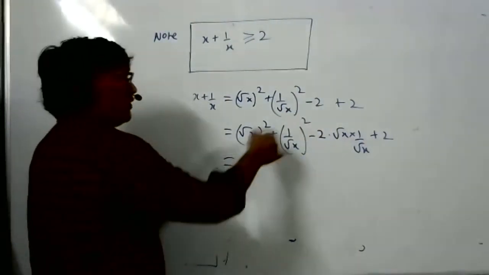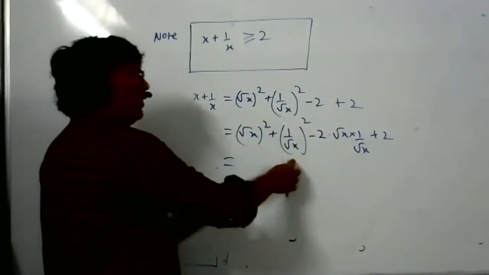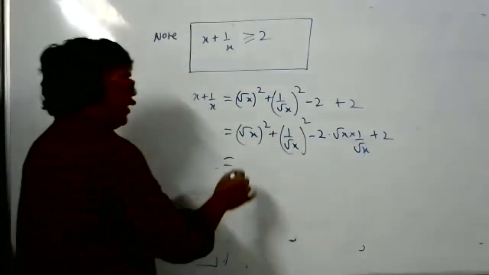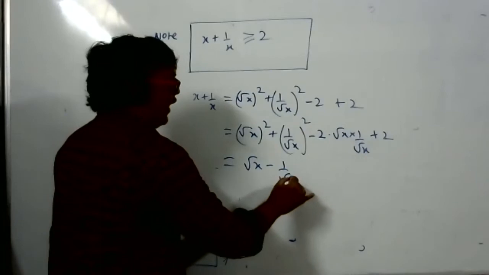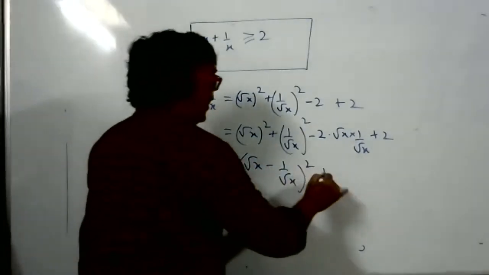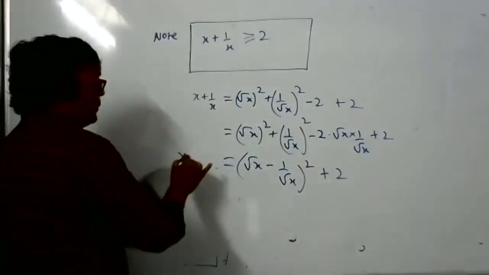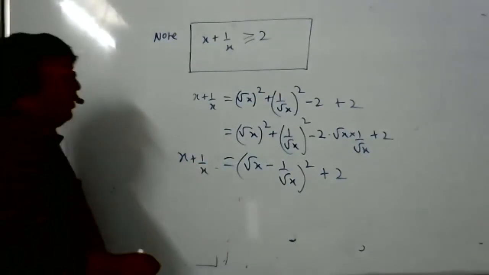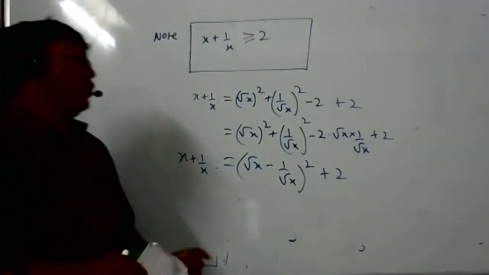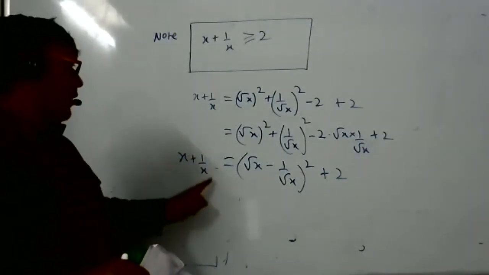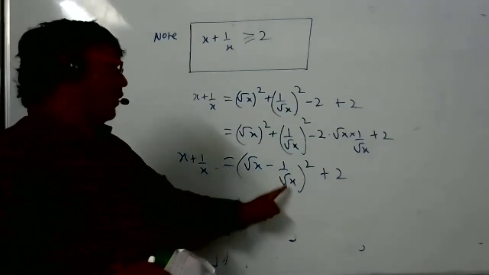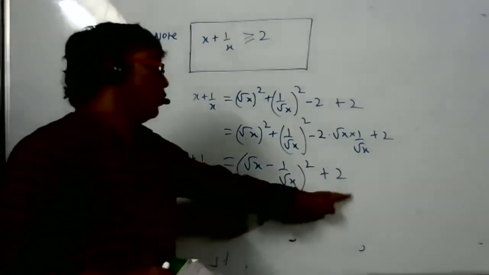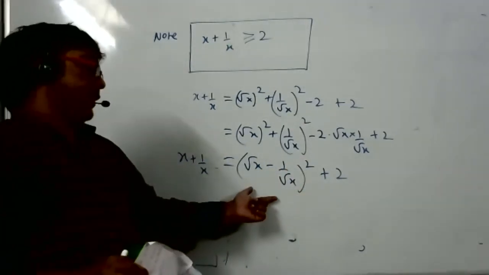Now the first three terms, what is the formula? a square plus b square minus 2ab, that is equal to what? Root x minus 1 by root x whole square, plus 2. So x plus 1 by x is equal to root x minus 1 by root x whole square plus 2. Focus on the right hand side.